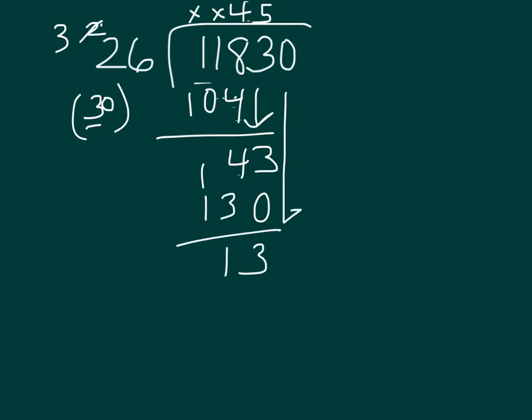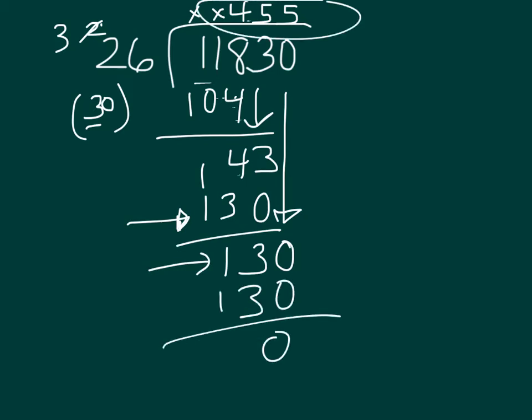And then I'm going to bring down my 0 and I have 130. Look, right there I have 130. So I know to get 130 again, I just need to multiply by 5 again, and I know I'm going to get 130 one more time. And so my answer is 455.